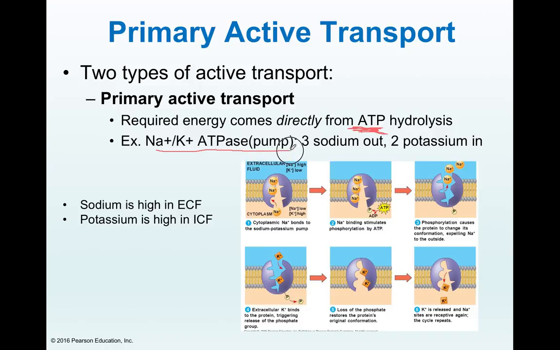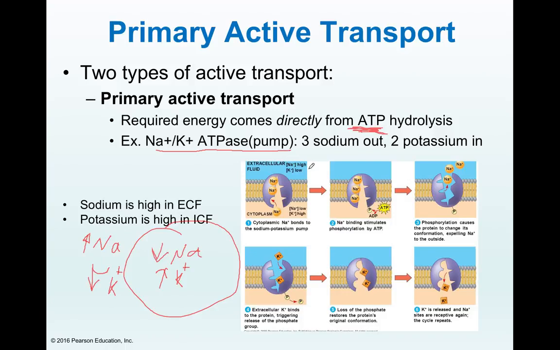In this scenario, as you can see, you have a high concentration of sodium outside the cell and a low concentration of sodium inside the cell. Going back to the scenario I showed you earlier, sodium is low inside and high outside, and potassium is high inside and low outside. So moving these molecules against their concentration gradient requires the input of energy and the use of the sodium-potassium pump.